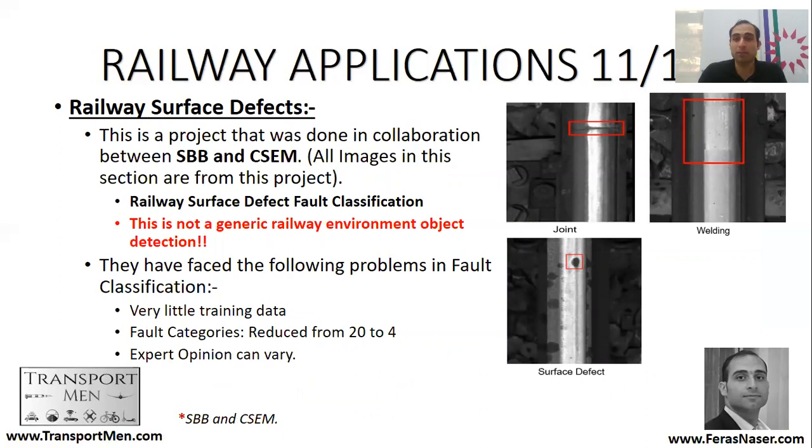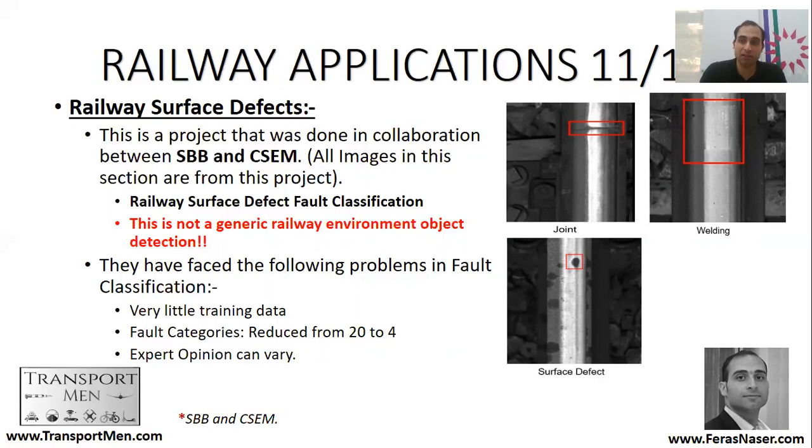Some of the other interesting works that applied computer vision to the railway environment is a study by SBB and CSEM. They wanted to classify railway surface defects. Of course, this is not generic railway environment object detection. This is not the kind of approach that I'm talking about, where you really need to detect general objects within the railway environment. They were focusing on surface defect detection.